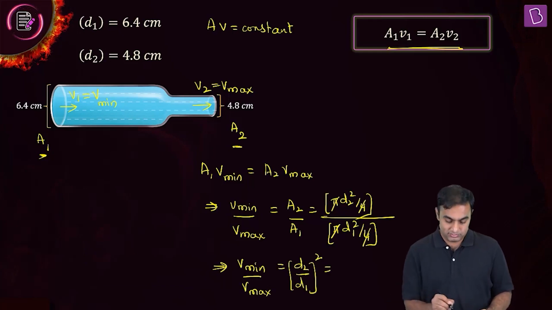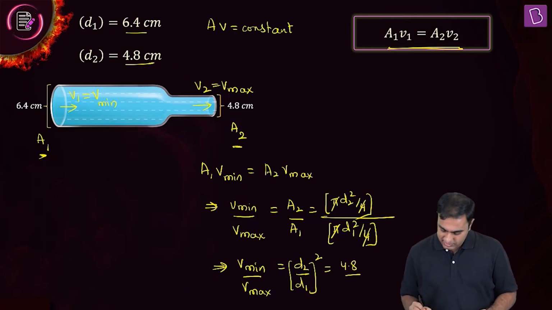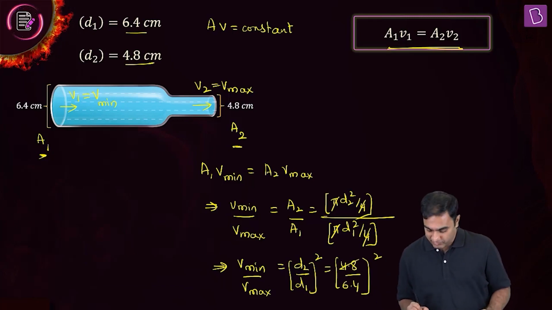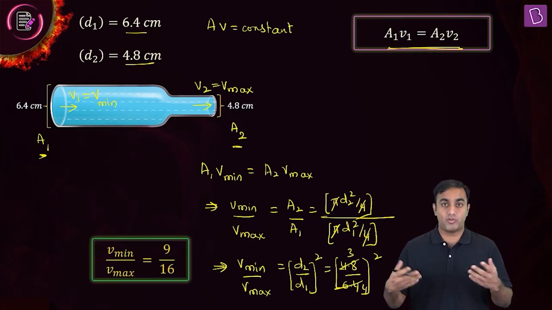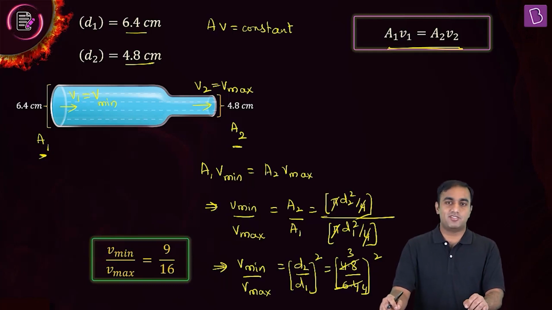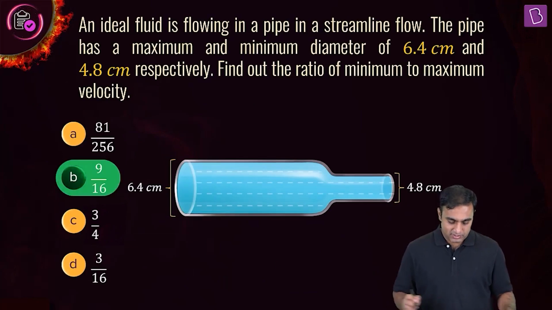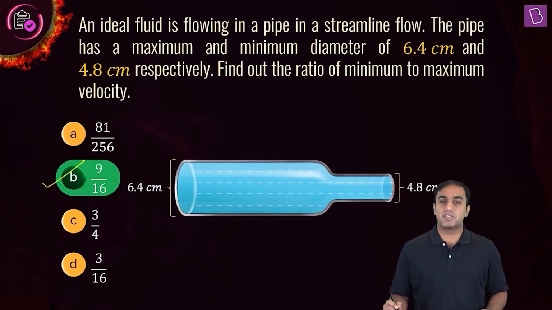What is D2? 4.8 centimeter. And D1 is 6.4 centimeter. Take the ratio and square it. If you simplify this inside, it will be 3 by 4. Square it, you get 9 by 16. That's the ratio you need. The correct option for this question is B, 9 by 16.